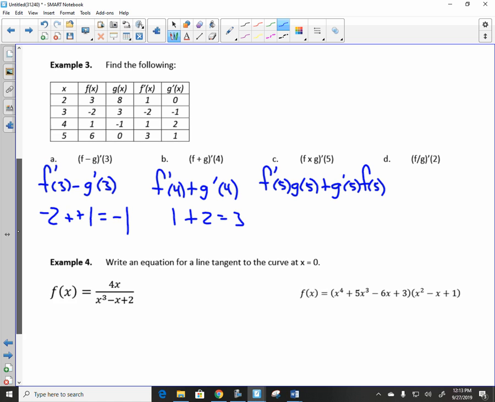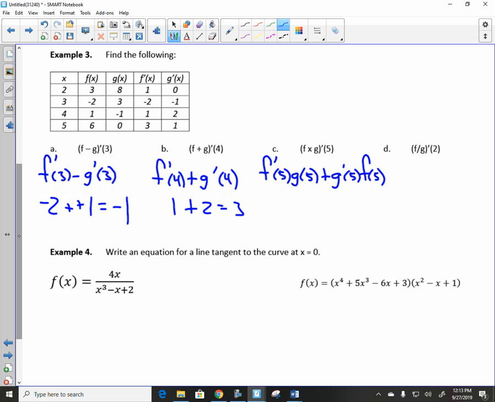What is f prime of 5? What's g of 5? Isn't that awesome? Plus g prime of 5, 1 times f of 5. 6. And we get 6. You try letter D on your own.